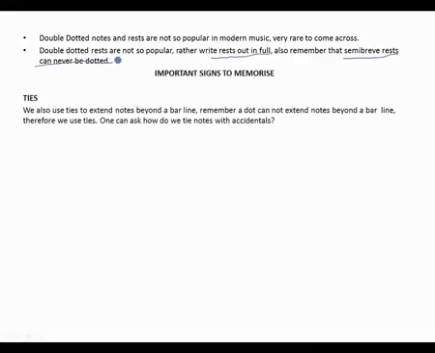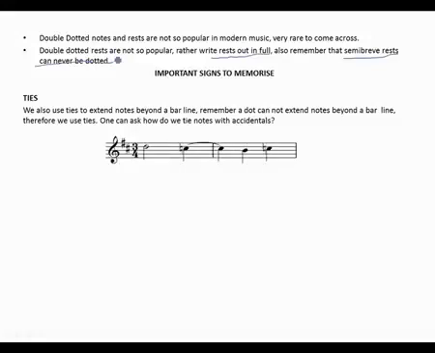Important signs to memorize. Ties. We also use ties to extend notes beyond a bar line. Remember, a dot cannot extend notes beyond a bar line. Therefore, we use ties. One can ask, how do we tie notes with accidentals? Let's take a look at the example below.